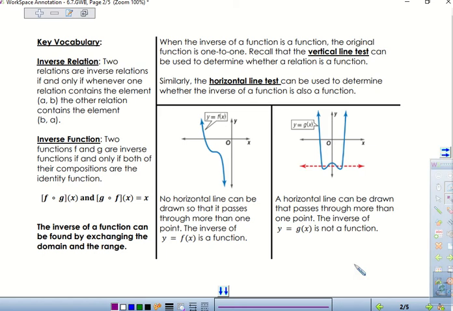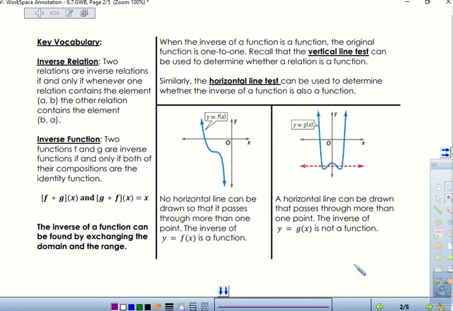In addition to that, when we compose a function and its inverse, like we did on Friday, both compositions should come out to be x. Do you remember we were checking that on Friday, if they came out to be x when we composed them? That's another way you can verify that.